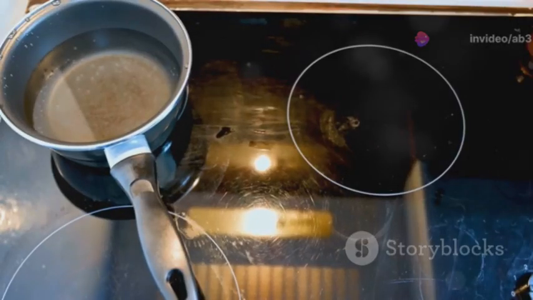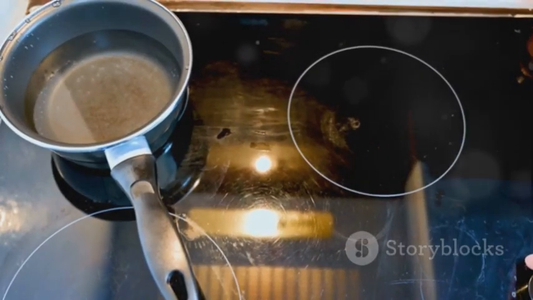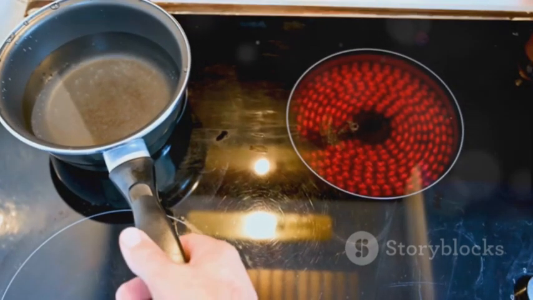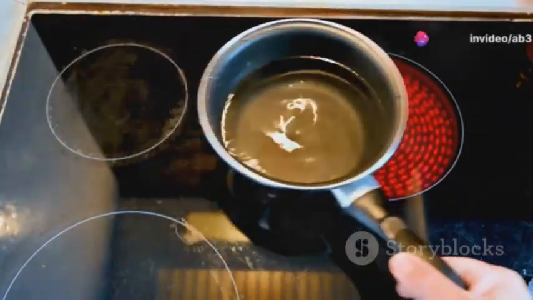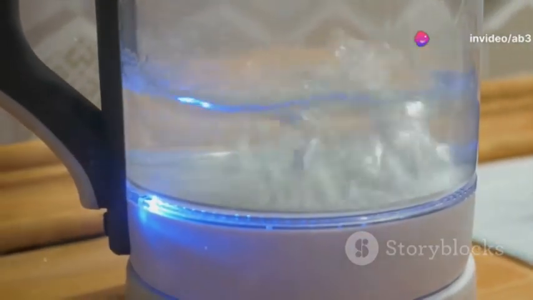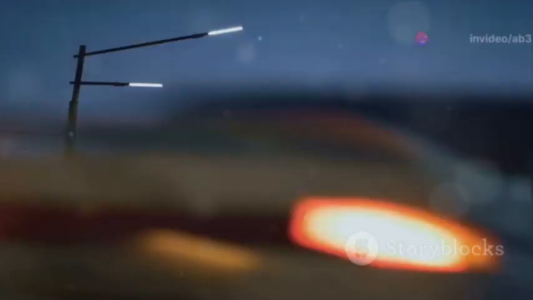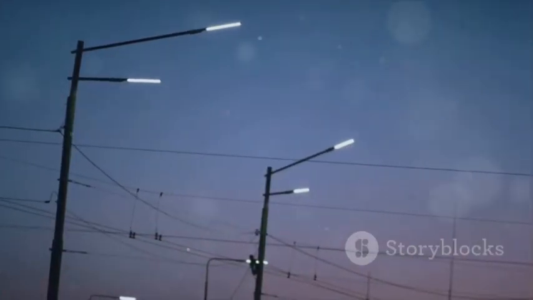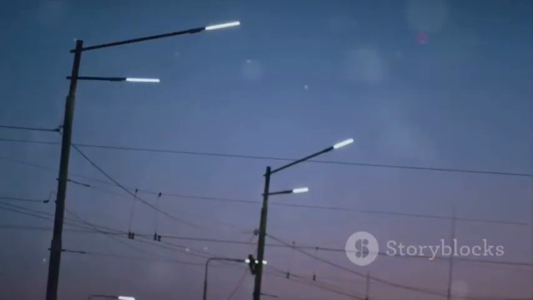From the warmth that comforts us on a chilly day to the light that brightens our nights, electric currents influence our lives in profound ways. They heat our water, cook our food, and even power the device you're using to listen to this. The effects of electric currents are all around us, energizing our world in ways we often take for granted.